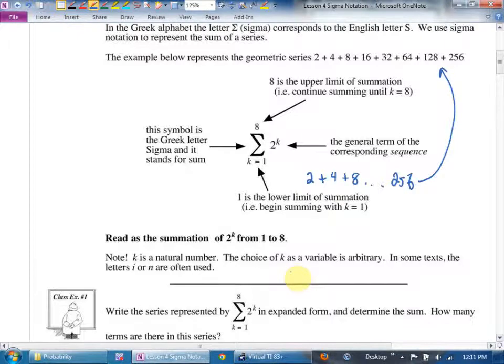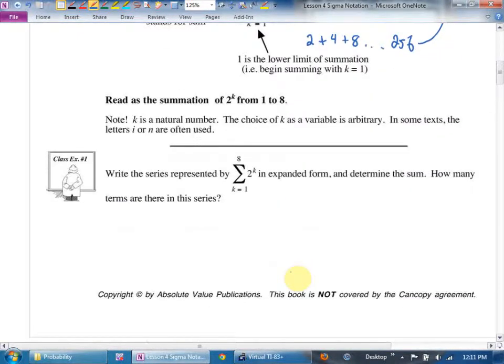Okay? So it says, write this series in expanded form and determine the sum. Actually, we're going to do a different one. Are you ready? Do your little summation sign. k equals 3 to 6 of 5 bracket 3 to the n minus 2.